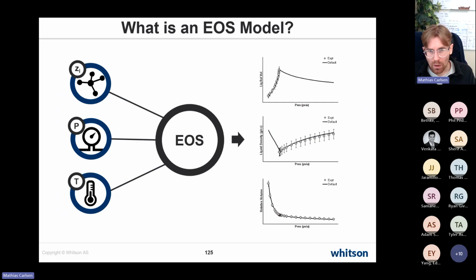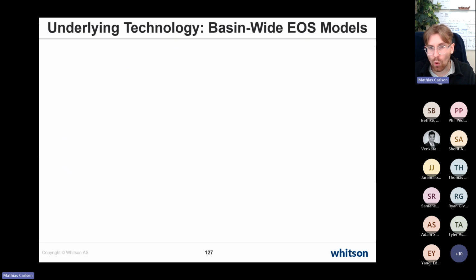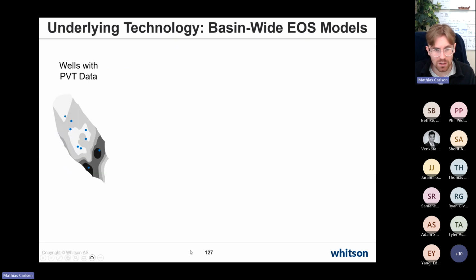We talked already about what an equation of state model is. It requires three inputs: temperature, pressure, and composition. And with that, we can predict the different types of PVT properties. If I asked one of you to send me an equation of state, you would basically send me either of these equations, represented by two tables. Those two tables would be defined for that particular reservoir or that particular basin. And that's what we've done with all of these unconventional basins in North America.